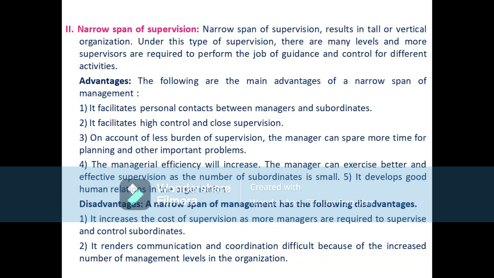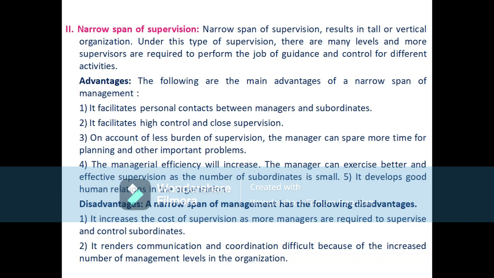But if those 100 students are divided into 25, 25, 25, 25, then 4 teachers have to be there, so we have to pay 4 salaries. Likewise here, it increases the cost of supervision because more managers are required to supervise. So it incurs some cost for the organization.